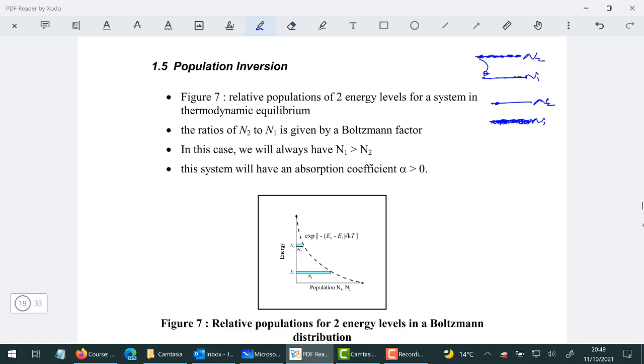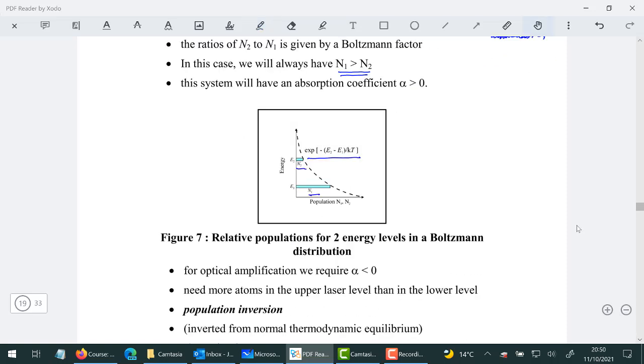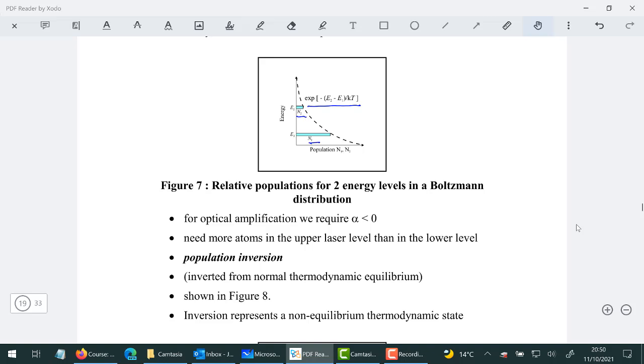Okay, so under thermodynamic equilibrium, the population is normally such that N1 will be much bigger than N2, and that relationship will be given by the Boltzmann factor here, a negative exponential. And so N1 will be bigger than N2, and that's the normal population distribution. What we need to do is find a way of making the number of atoms here bigger than the number of atoms in level 1. So more atoms in level 2 than in level 1.